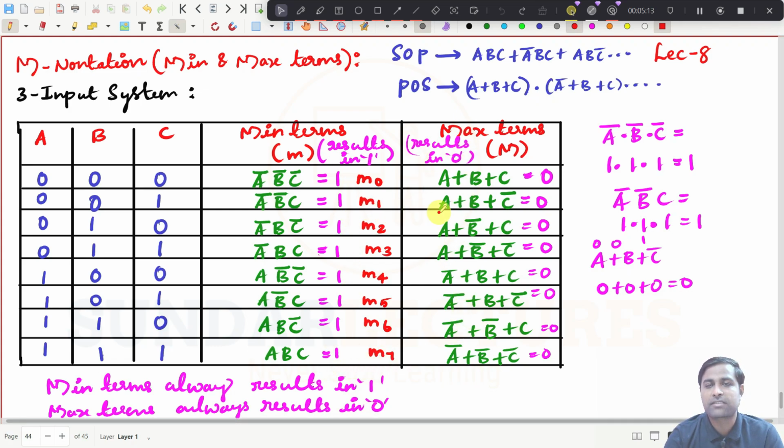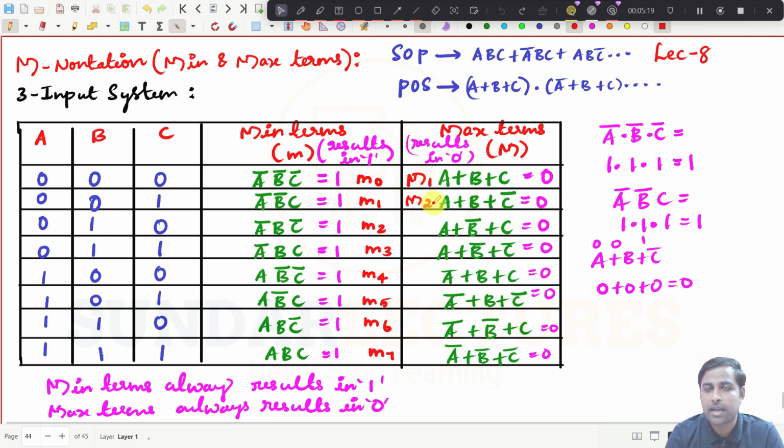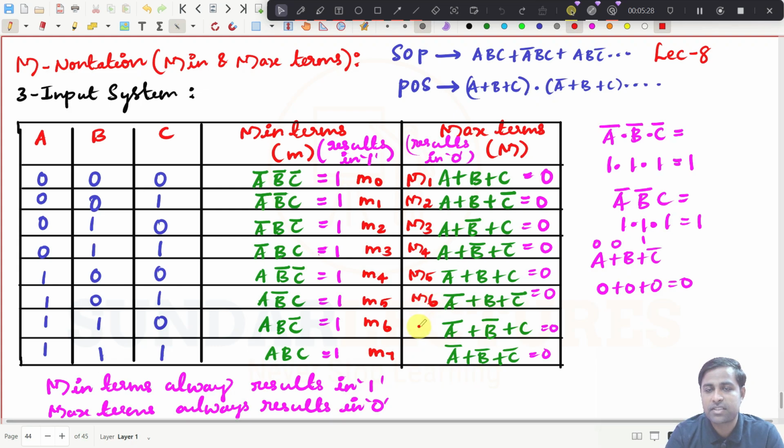And the max terms, how can I represent? This is capital letter M, so this will be capital letter M1, M2, M3, M4, M5, and M6, M7, M8. So if you see small m's, then you have to understand by default that this is a min term. And if you see the capital letter M, then you have to understand that it is a max term. That is the whole idea.